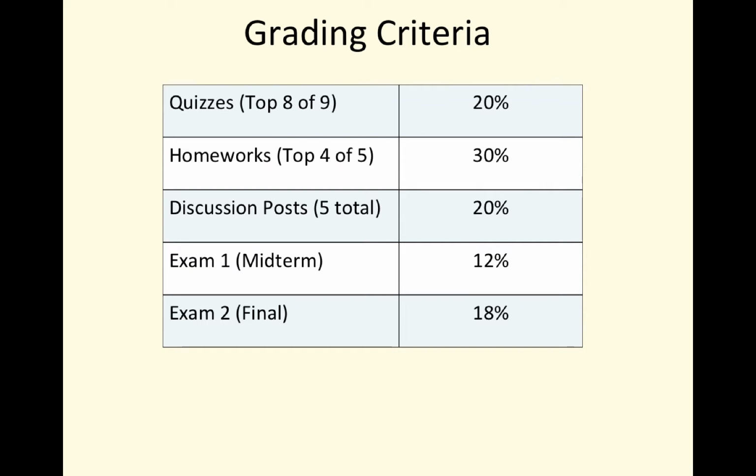So the general grading criteria for this class: quizzes, top 8 of 9 will count. In total, that category counts for 20% of your grade. Homeworks, top 4 of 5. Homeworks are worth 30% of your grade. Discussion posts, there'll be 5 total. Your average grade there will be 20% of your final grade. Exam 1, the midterm, is worth just 12%. Exam 2, the final, worth 18%.